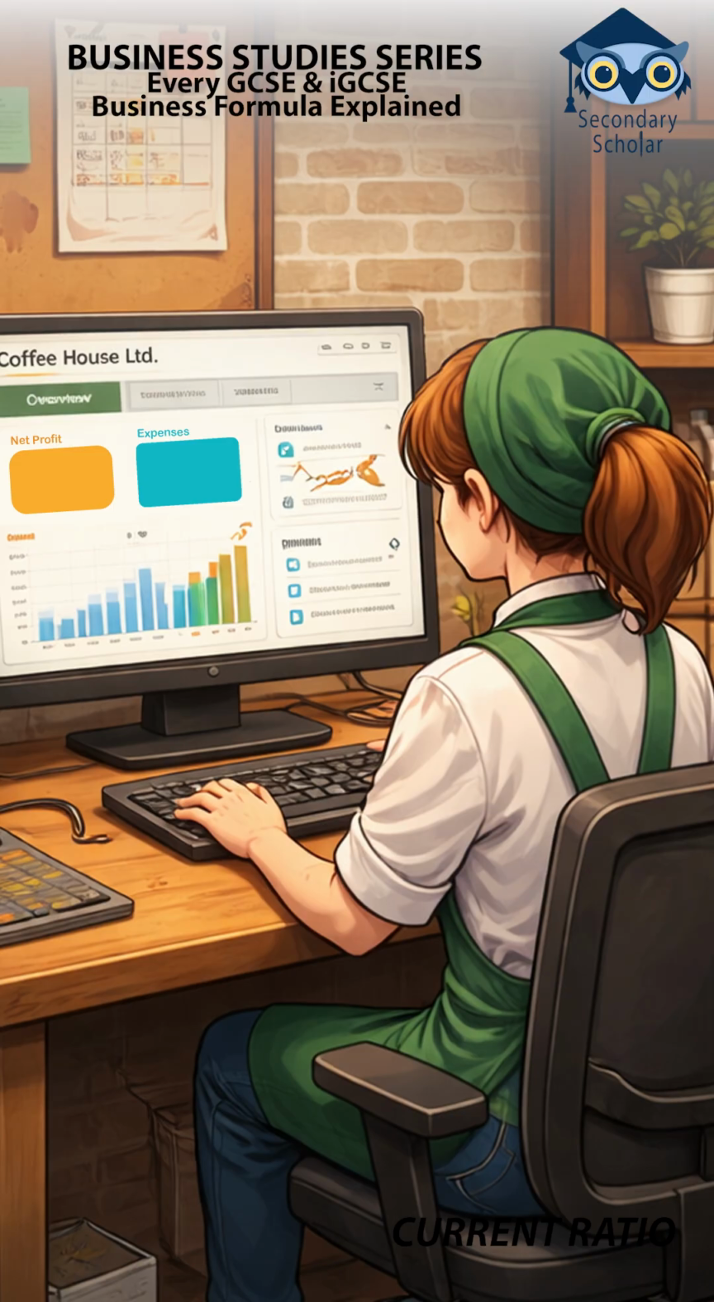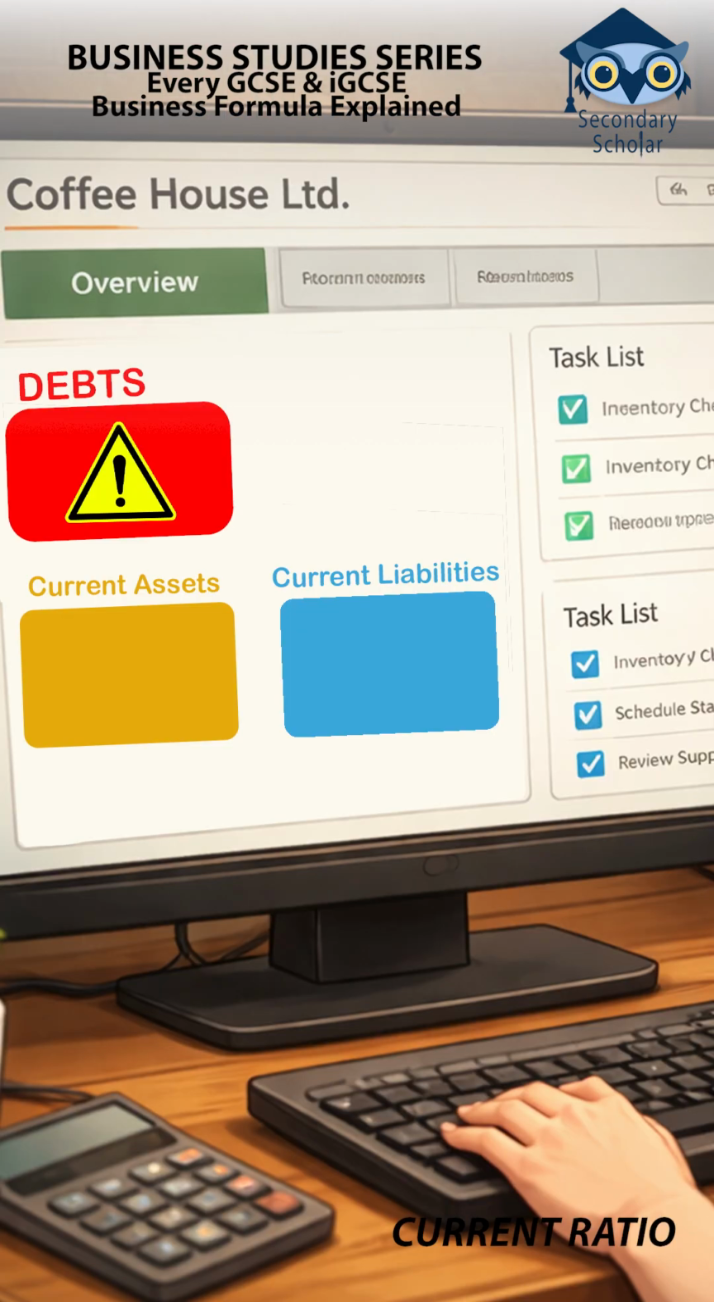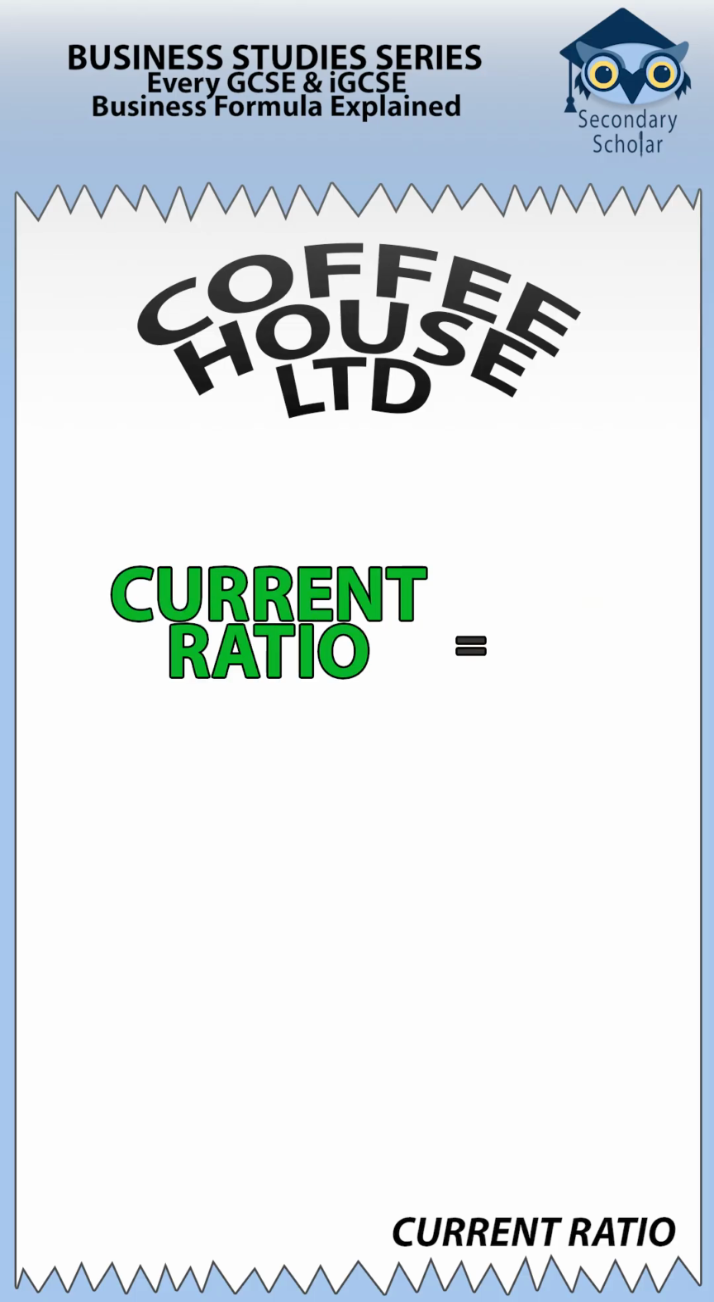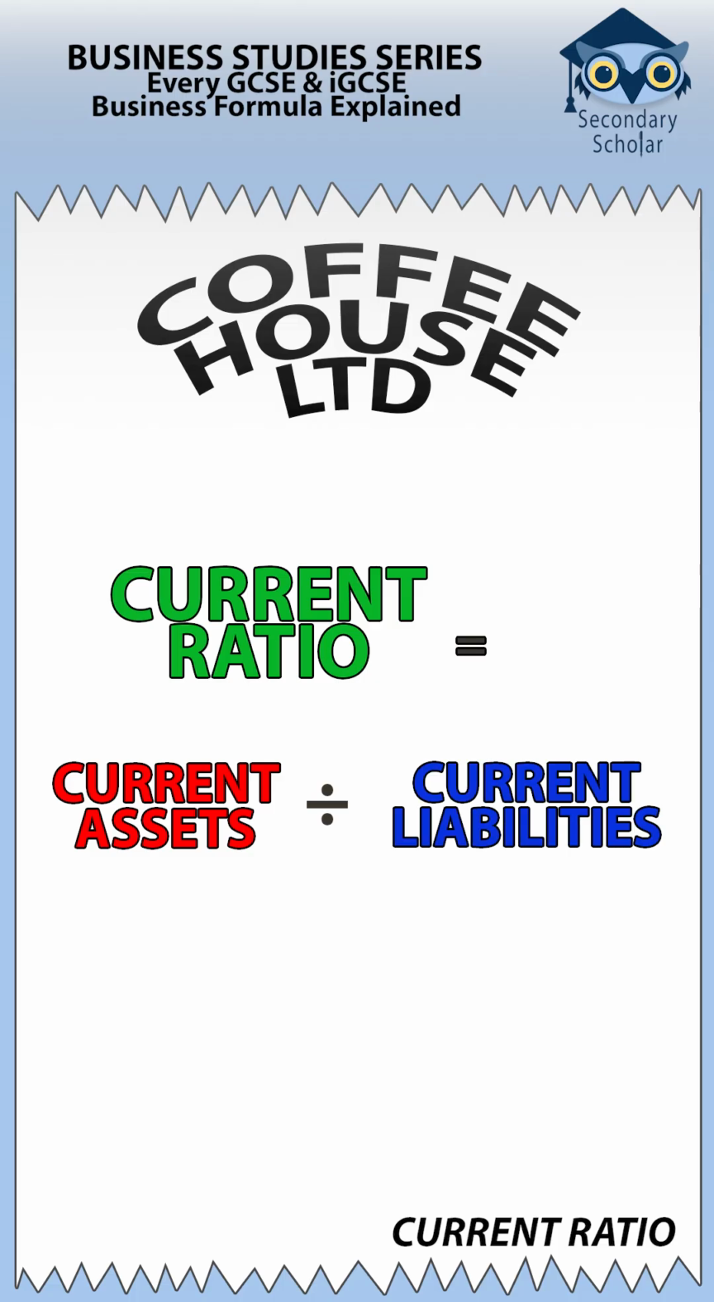Formula 7. Current ratio. The current ratio measures whether a business can pay its short-term debts. The formula is current ratio equals current assets divided by current liabilities.